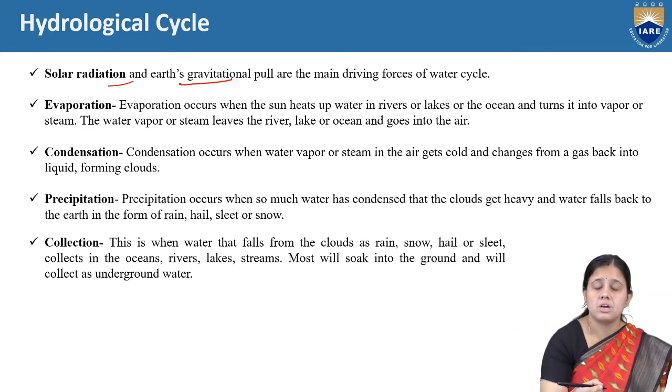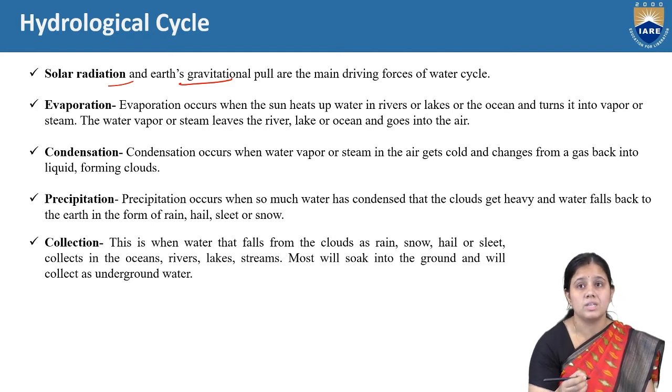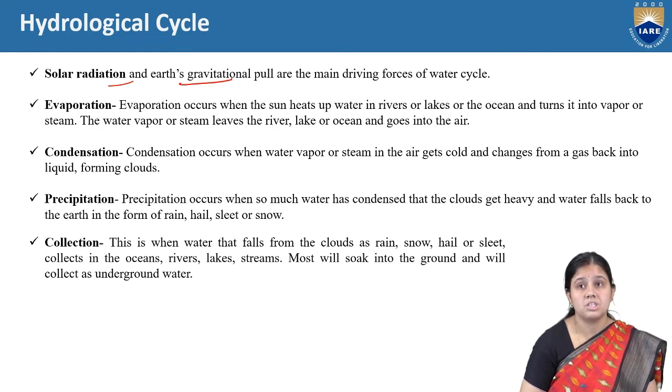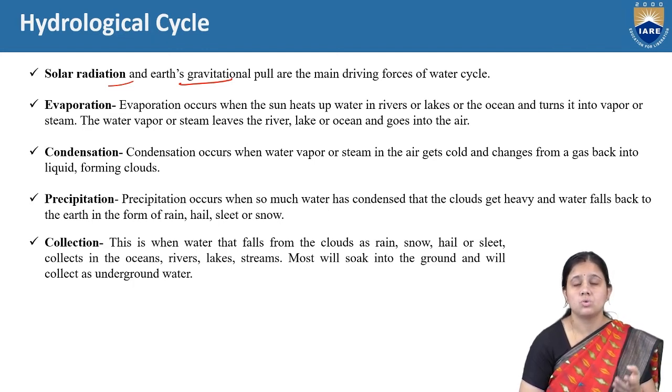Then evaporation occurs. Evaporation occurs when the sun heats up water in a river, lake or the ocean and turns it into vapor or steam. The water vapor or steam leaves the river, lake or ocean and goes into the air. Now the next step is condensation. Condensation occurs when vapor or steam in the air gets cold and changes from a gas back into a liquid, forming clouds. So condensation is the process of formation of clouds.